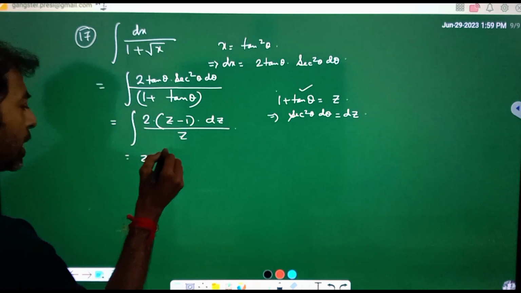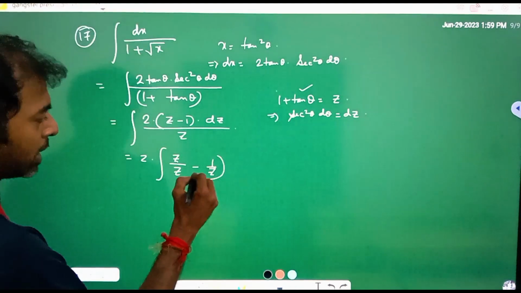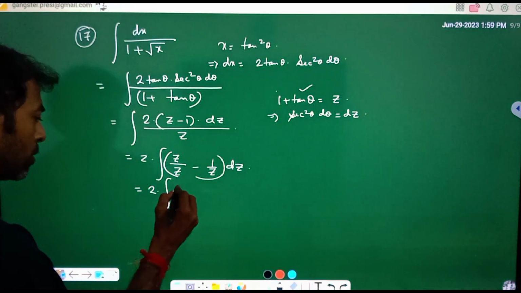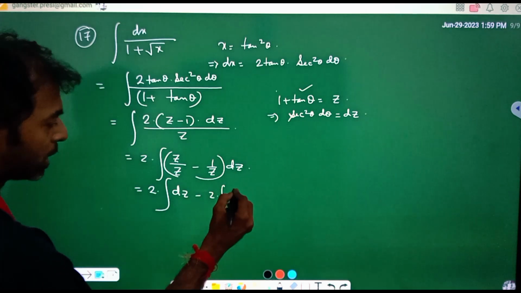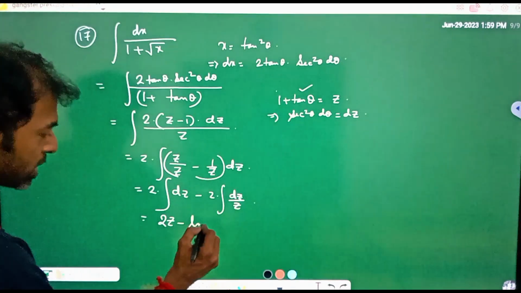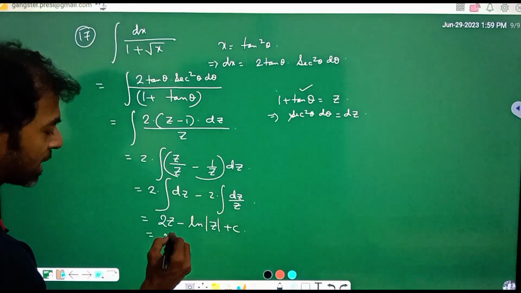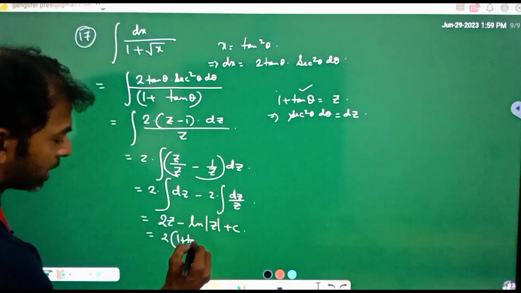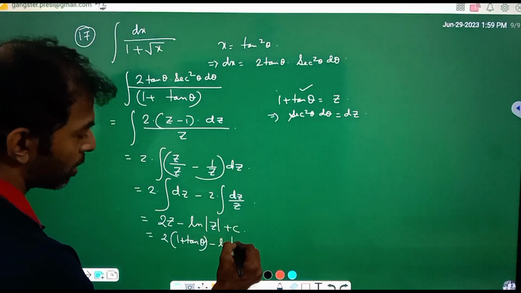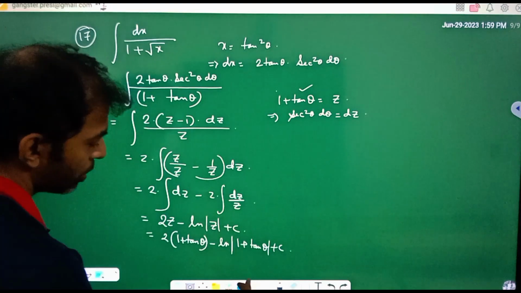So that will be 2 integration of (z minus 1) by z dz, which is 2 integration of dz minus 2 integration of dz by z. Now the result is 2z minus 2 log mod z plus c. Now z was 1 plus tan theta, so that will be 2 times (1 plus tan theta) minus 2 log mod (1 plus tan theta) plus c.